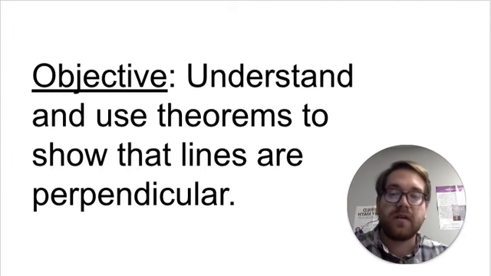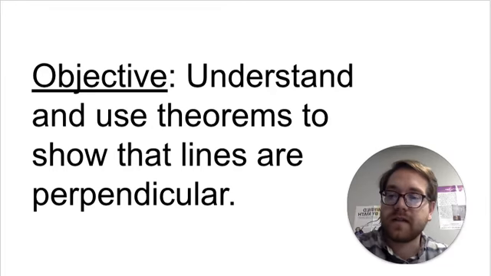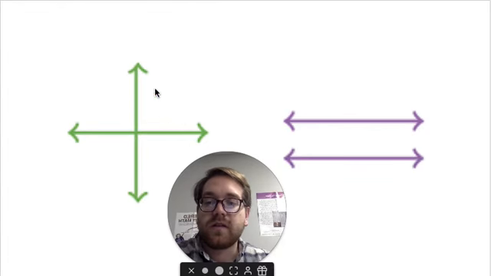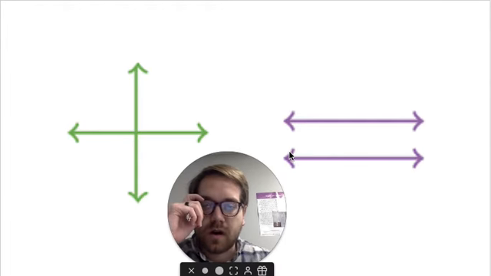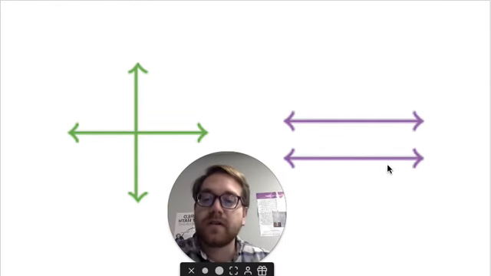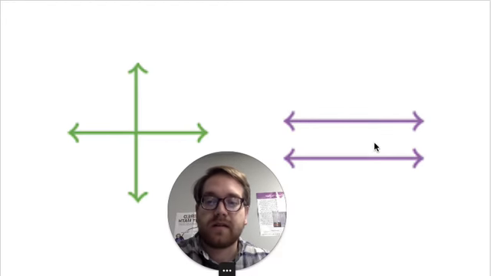We'll combine it with the last lesson as well, using knowledge of parallel or perpendicular lines to show if there are other parallel or perpendicular lines. As a brief review, remember, perpendicular lines are two lines that intersect at a right angle, or a 90-degree angle. So the angles here are all 90 degrees. And parallel lines are two lines that don't cross. They have no intersection point, but they're in the same plane. So we have perpendicular lines and parallel lines.